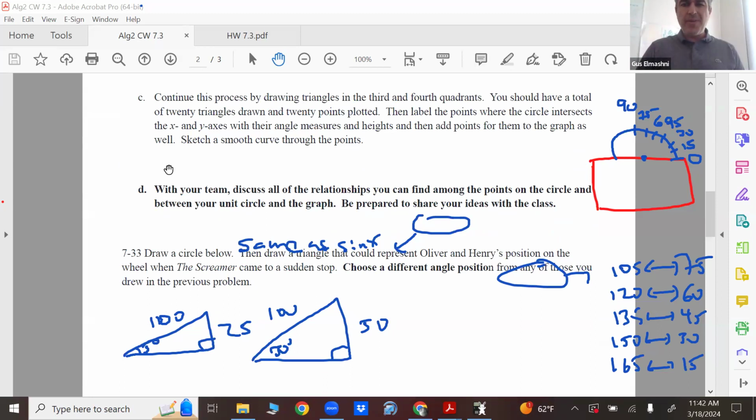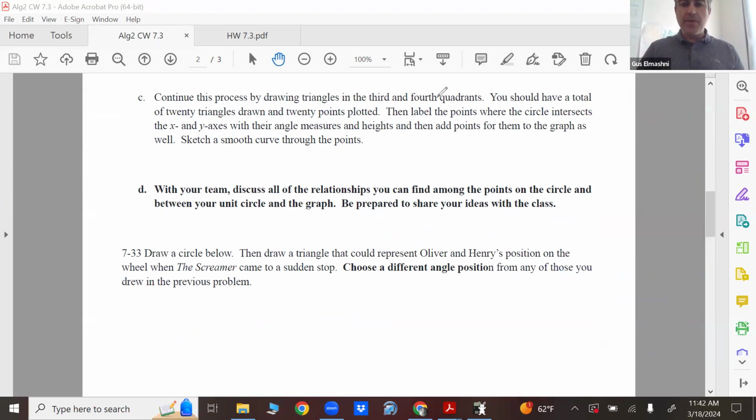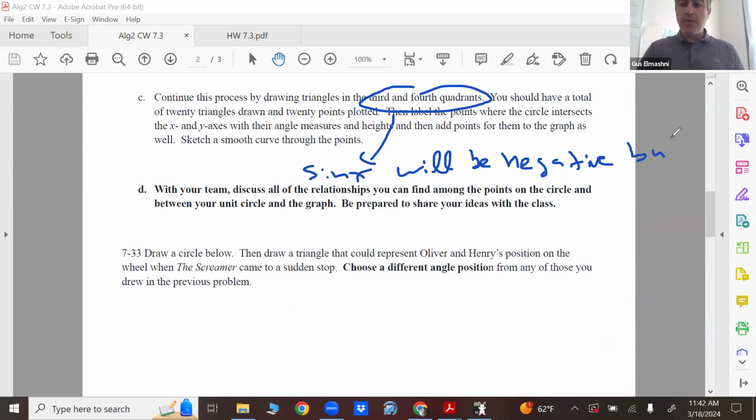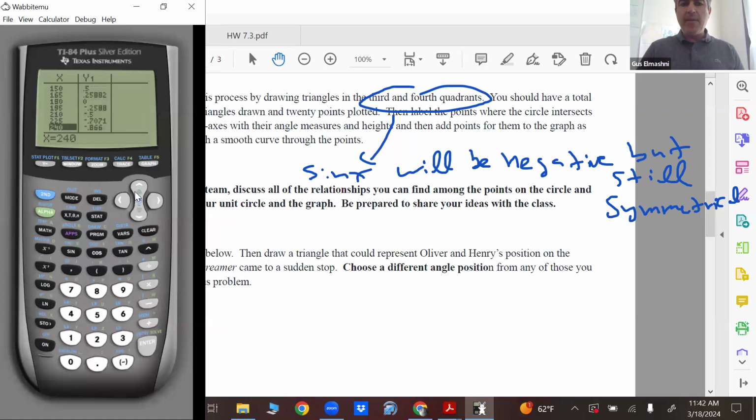So you can just proceed by drawing the third and fourth quadrants. I'm not going to do it. The one thing is that the sine values will be negative, though, just so you know. But still symmetrical. So if I were to go back to the table again, see they're all negative now, right? See how you get 0.25 for 165, but negative 0.25 for 195. For 150, you get 0.5, for 210, you get negative 0.5.